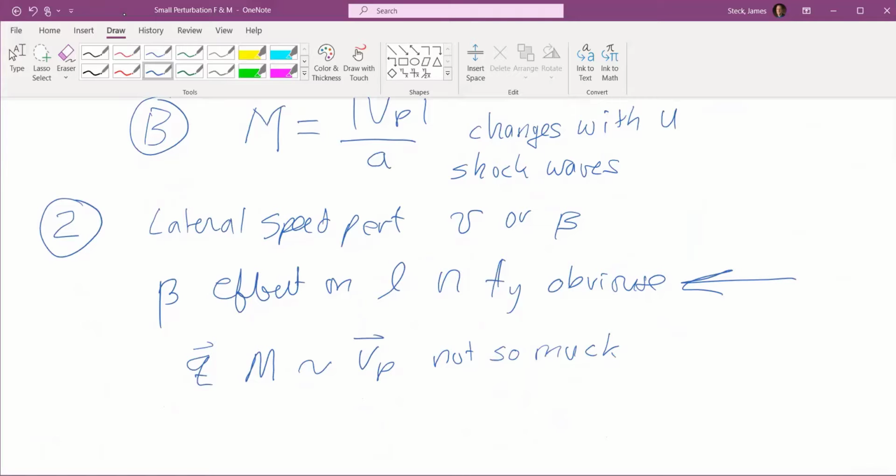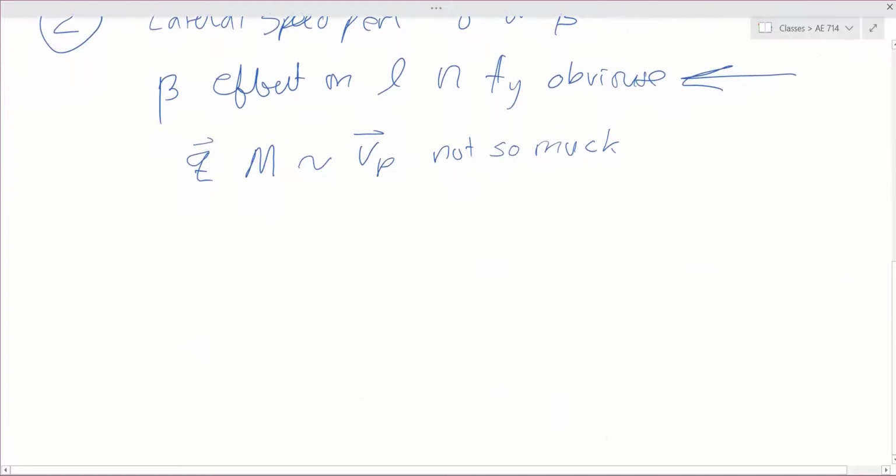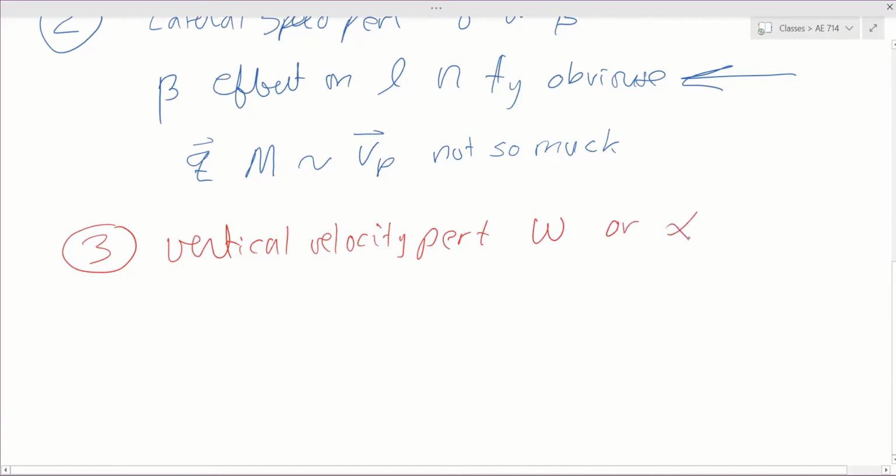Okay, the next thing is the vertical velocity w. What is that effect? Okay, I've got a vertical velocity perturbation. We're talking about w or alpha. And it's pretty much the same story as number 2. The alpha effect is obvious.